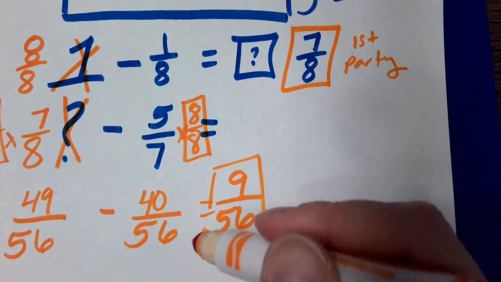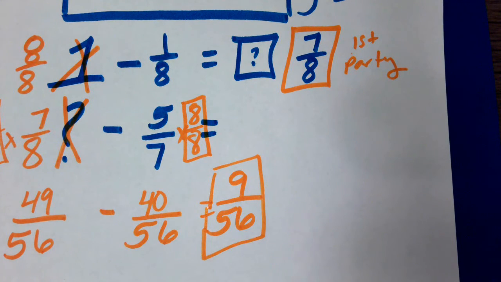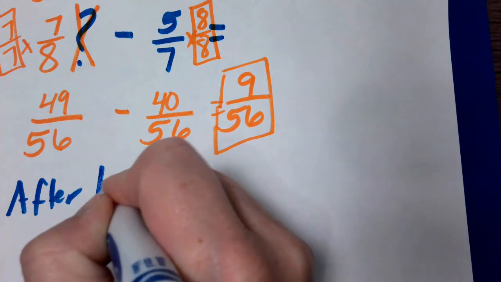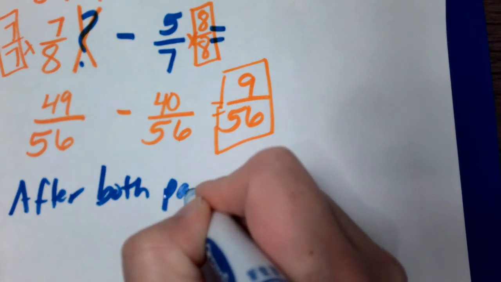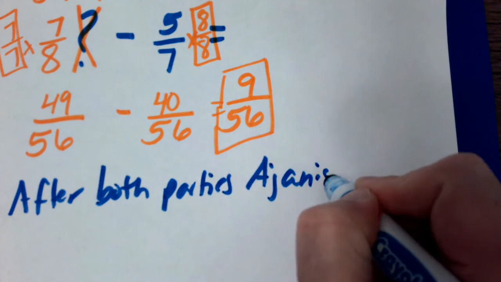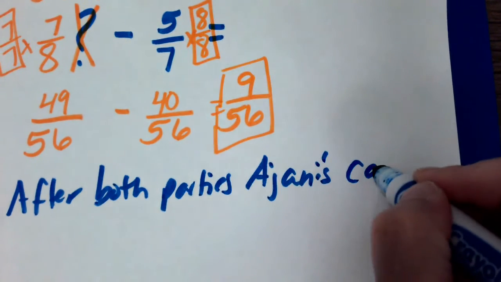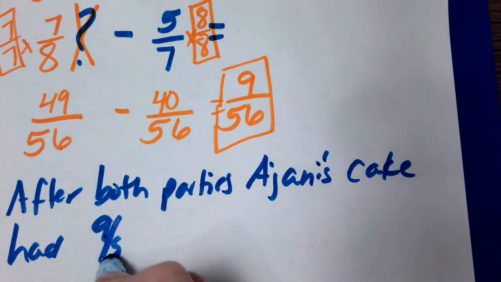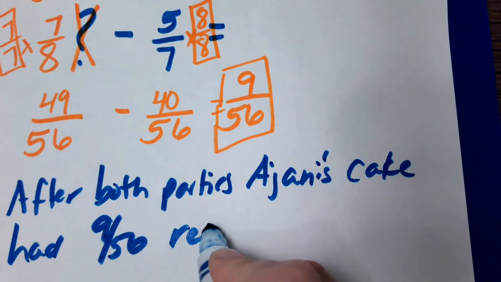So I need to write my statement of my answer. So I would say, after both parties, Johnny's cake had 9/56 remaining.